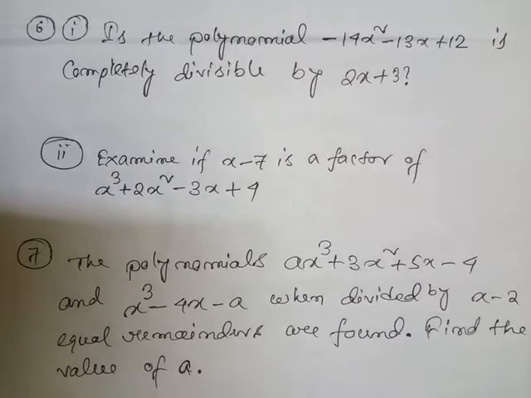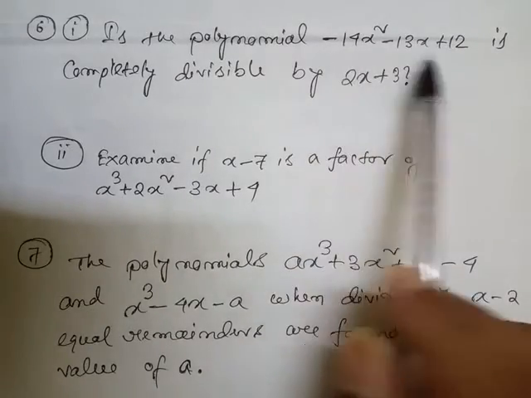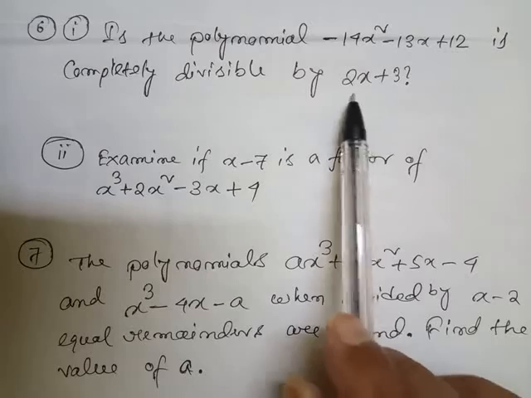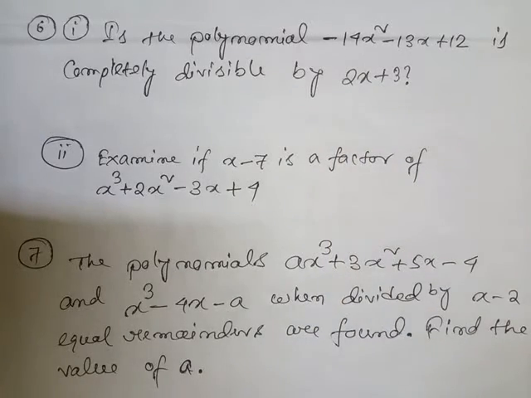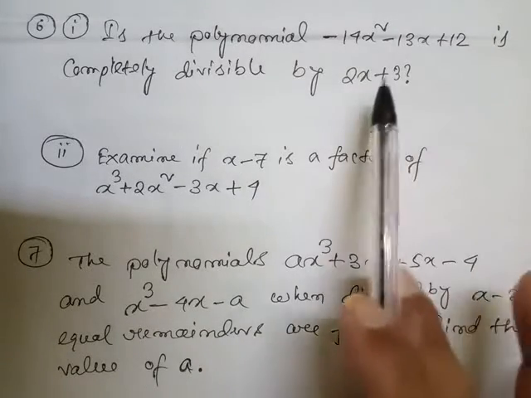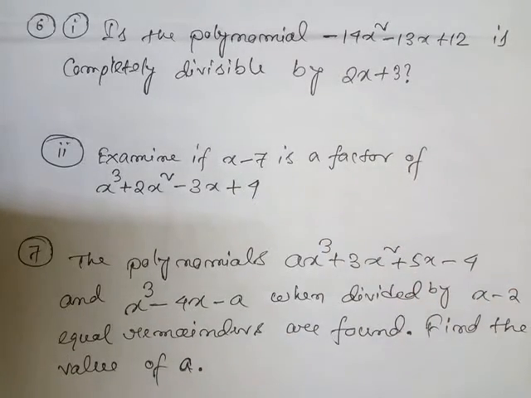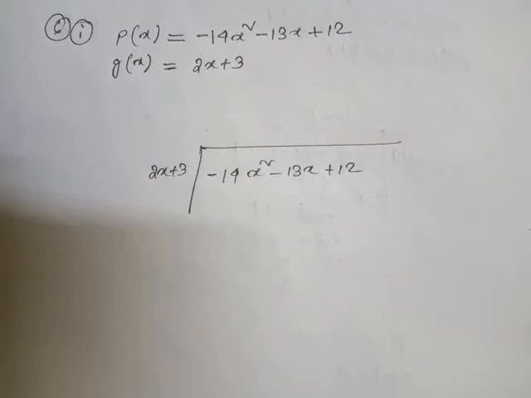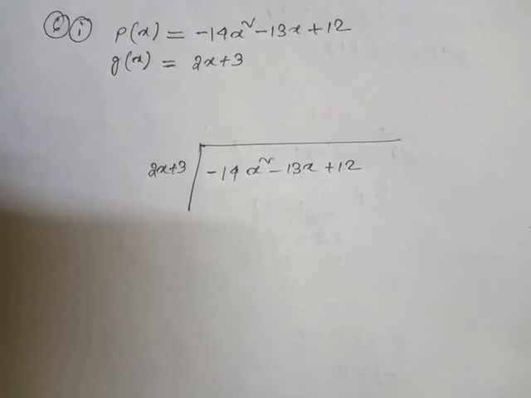Students, look now, 6 Roman 1. Is this polynomial completely divisible by 2x plus 3? Let's have a look now whether it is completely divisible or not. For this, we have to go for the long division method. Now let's have a look whether this one is divisible by this or not. Look student, 6 Roman 1, p(x) and g(x) are given here, and we are going to solve using the long division method.